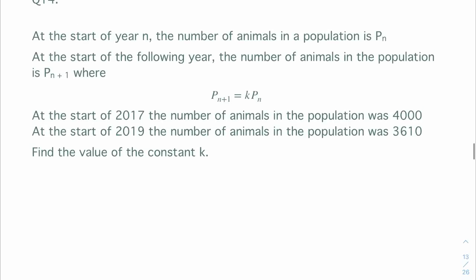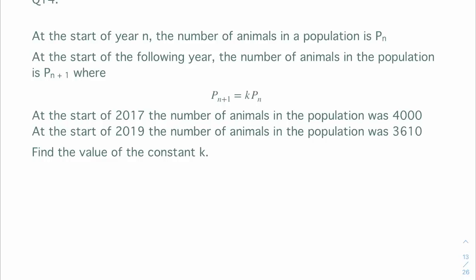At the start of the year n, the number of animals in a population is Pn. So we have here some iterations. Now this is an iteration in context. You could have iterations where it's just a purely algebraic approach. So I'll obviously link the full video in the description for this one, because you'll need to know both.